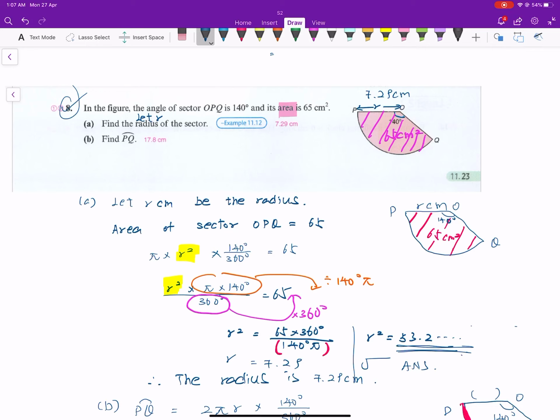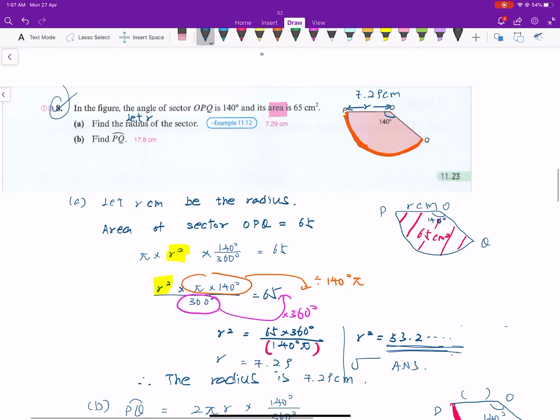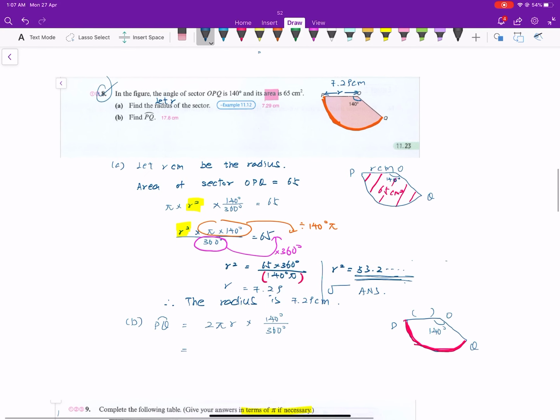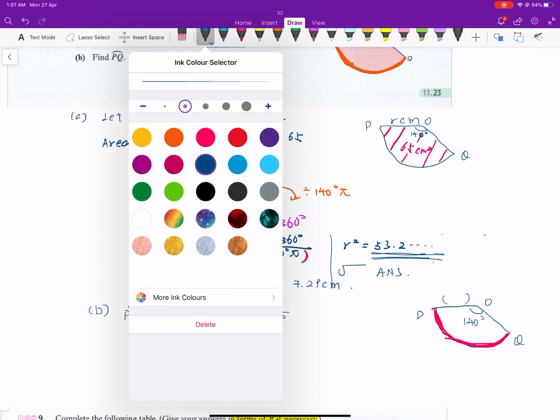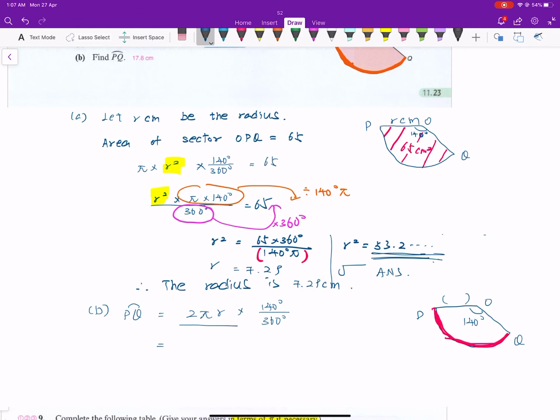And for part B, find arc PQ. Now this time, we are looking for the arc PQ, the curved line. So we will use the formula of the arc length. We use 2 pi r, the circumference, times the part we cut off, 140 degrees divided by 360.